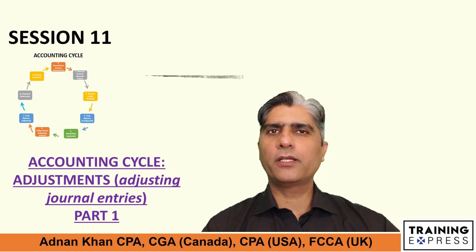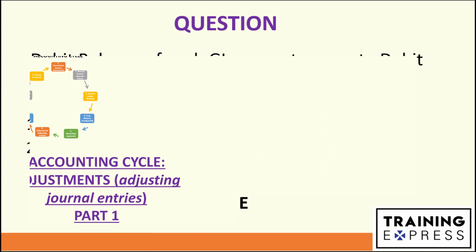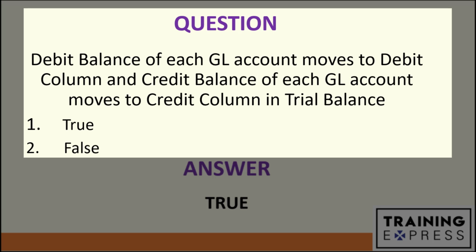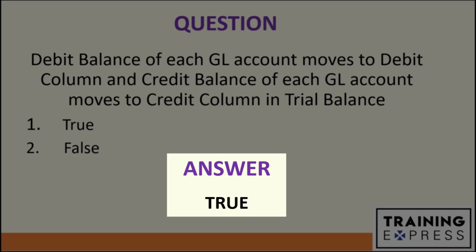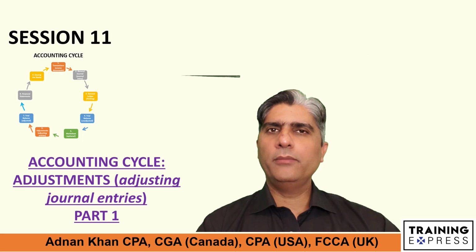But before we talk about today's session, let's have a look at the answer to last session's question. Question was: debit balance of each GL account moves to debit column and credit balance of each GL account moves to credit column in trial balance. Is it true or false? Answer is true.